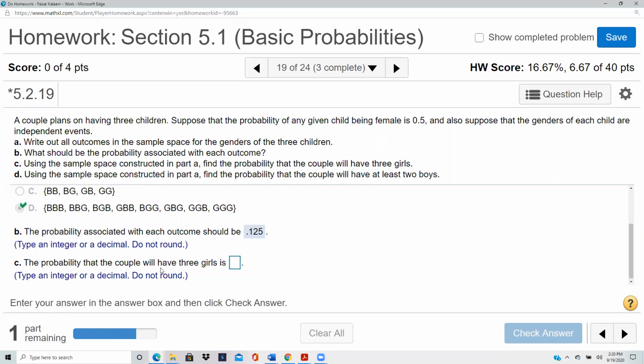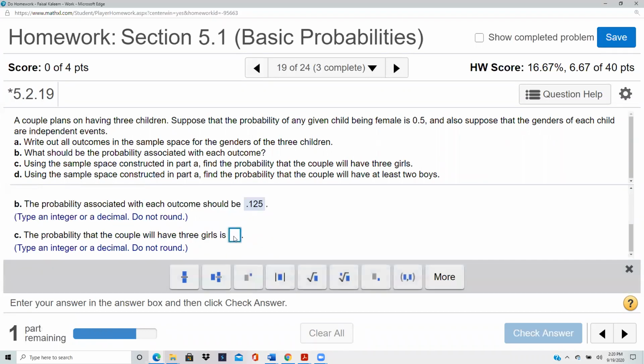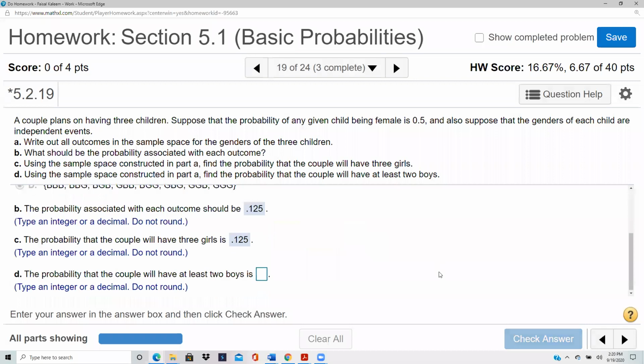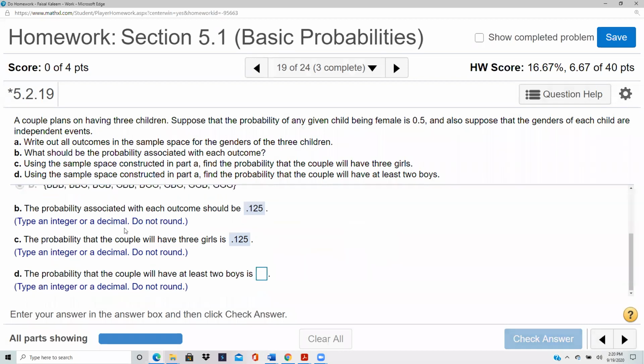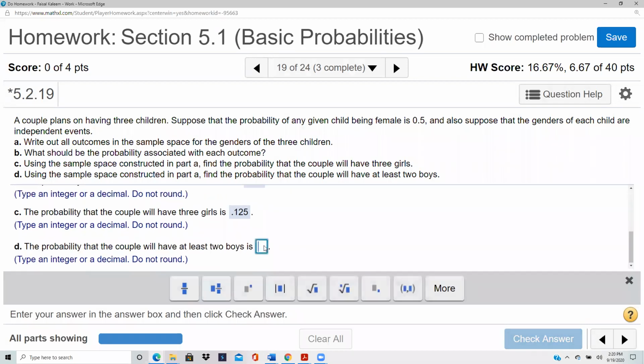The probability that the couple will have all 3 girls, so that's only 1 point out of 8, so that's 0.125 again. The probability that the couple will have at least 2 boys, so at least 2 boys are this, this, this, and this. So the first 4 points have at least 2 boys, and so it's 4 out of 8, which is 0.5.